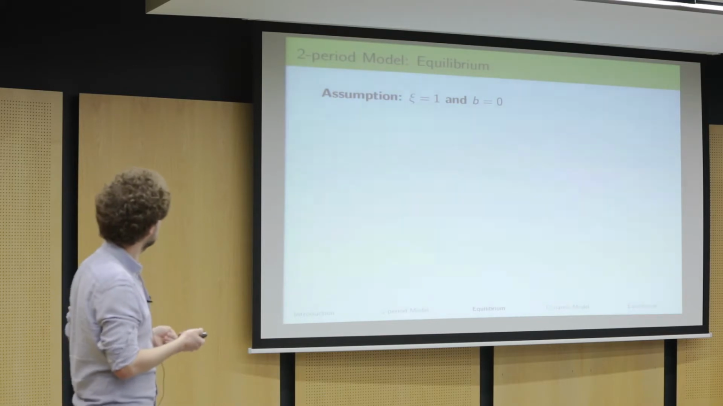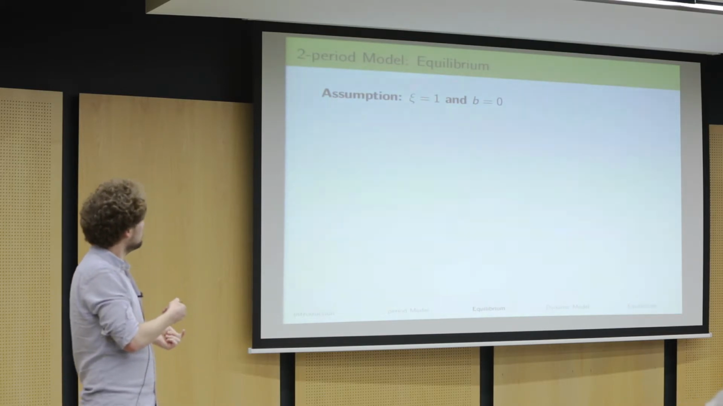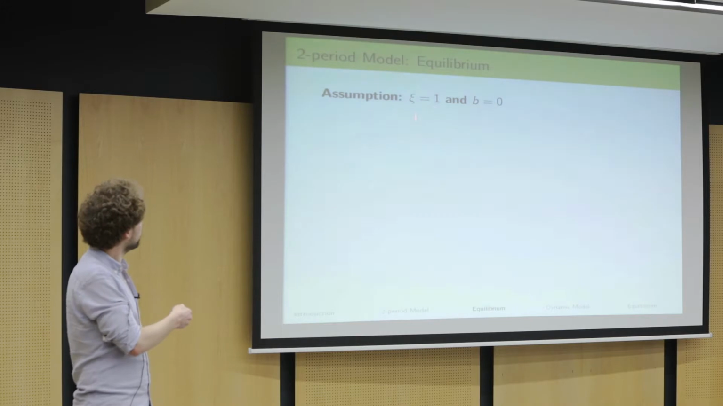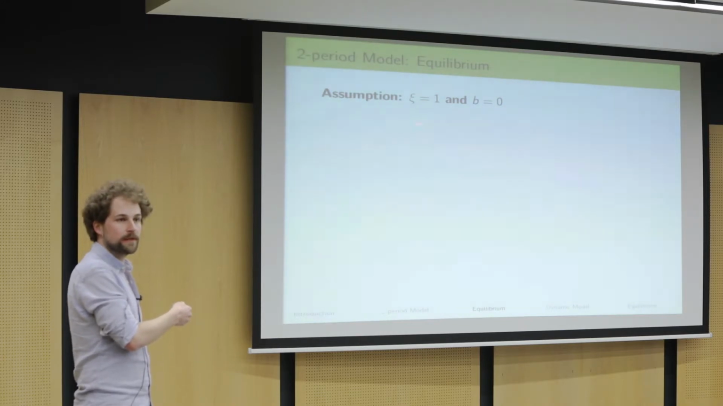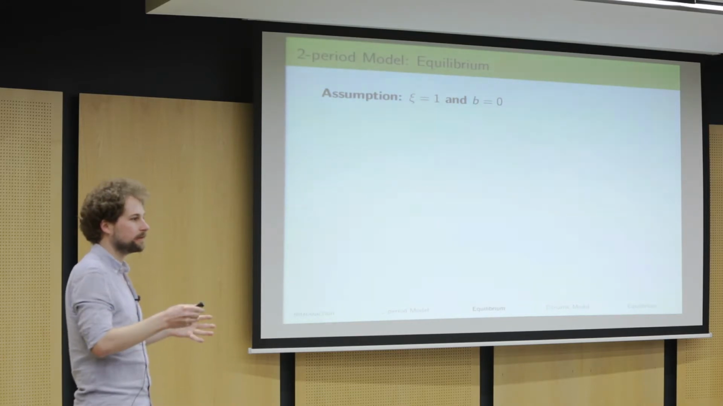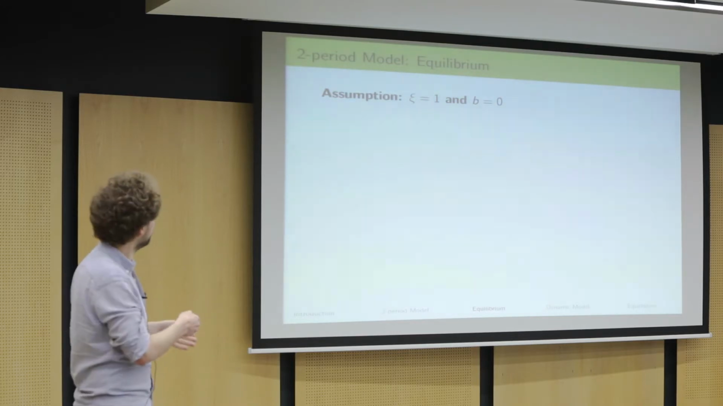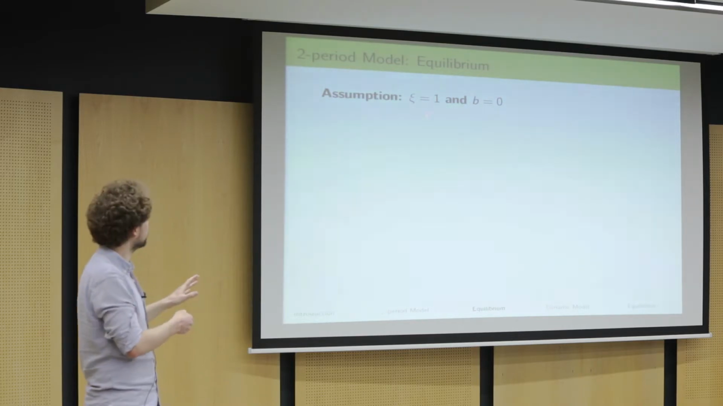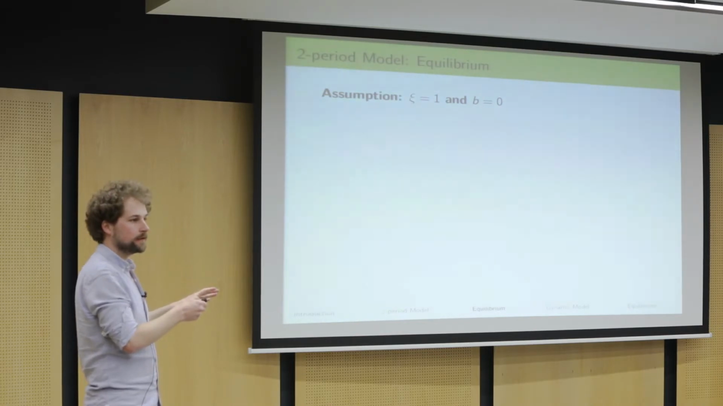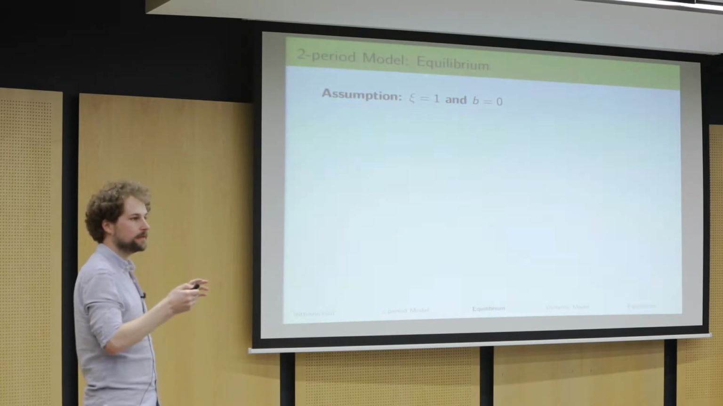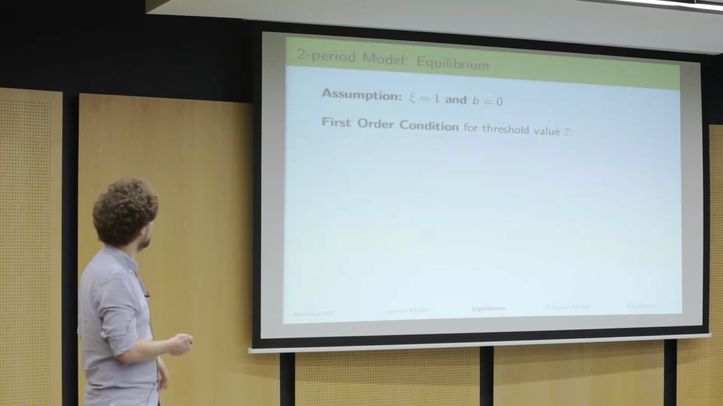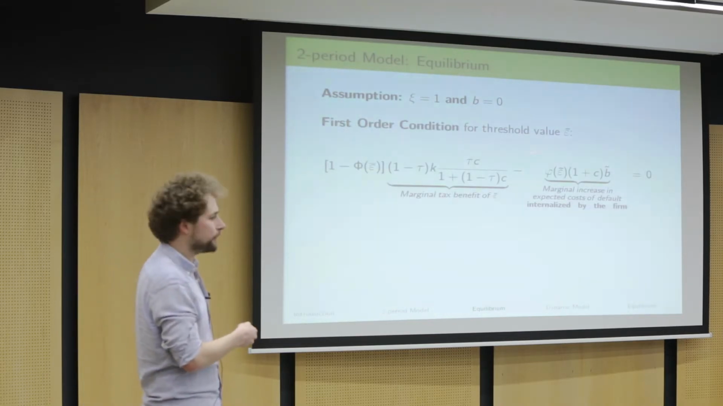And now we look at the special case here. So for tractability, I assume that the recovery value in case of default is 0. So here, if default happens, all assets are destroyed. This is an extreme assumption, but it makes these expressions transparent. And I also assume for a moment there's no existing legacy debt. So this is like a standard short-term model now, and we look at the first order condition for the threshold value epsilon bar.